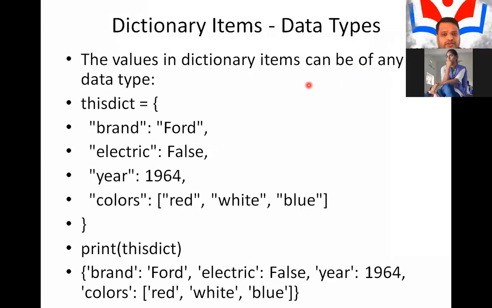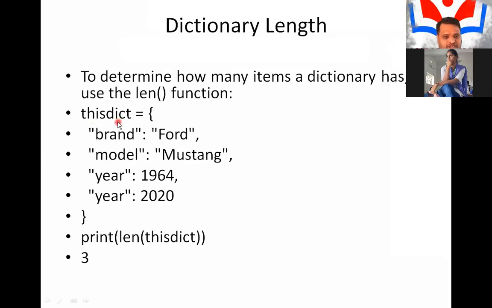Here you can notice in this particular example that I have specified this dict, and then brand: Ford, model: Mustang, year. Purposefully I have used this particular key twice in this dictionary, that is year and then year. So two times I have specified it, and then I will be printing len of the dict. Len corresponds to the length, length of the dictionary.